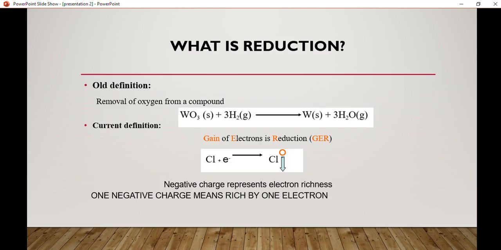Now we discuss what reduction is. Old definition: removal of oxygen from a compound, from the equation WO3 plus 3H2 to form W plus 3H2O. Current definition: gain of electrons is reduction. Cl2 plus e negative to form Cl negative. Negative charge represents electron richness. One negative charge means rich by one electron.